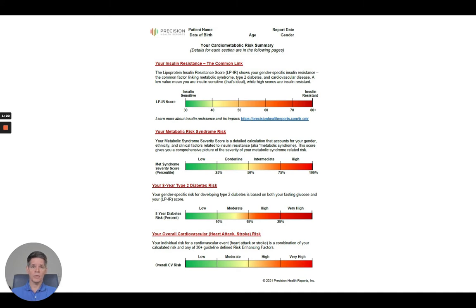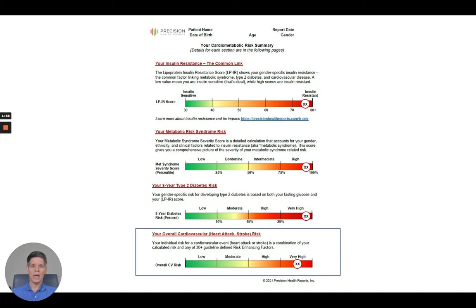Now you notice that each one of these areas has a slider, and that slider, for example, with the insulin resistance syndrome, goes with green on the left, which is low risk or insulin sensitive, and on the far right is higher insulin resistance. The more you go to the right, the more risk you have. The same thing is true for your metabolic syndrome related risk. Low risk is green, higher risk is red, and you can see that the further you go to the right, the more risk you have. For your 8-year diabetic risk, low risk is in green, high risk is in red. And finally, for your overall cardiovascular risk, the same thing. Green is good, red is risk.